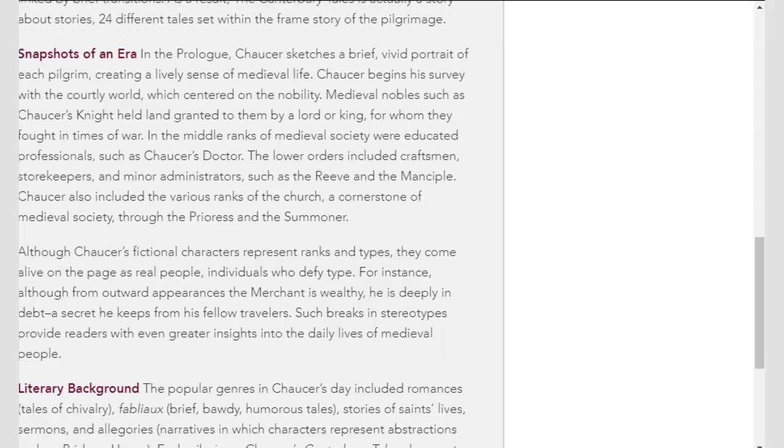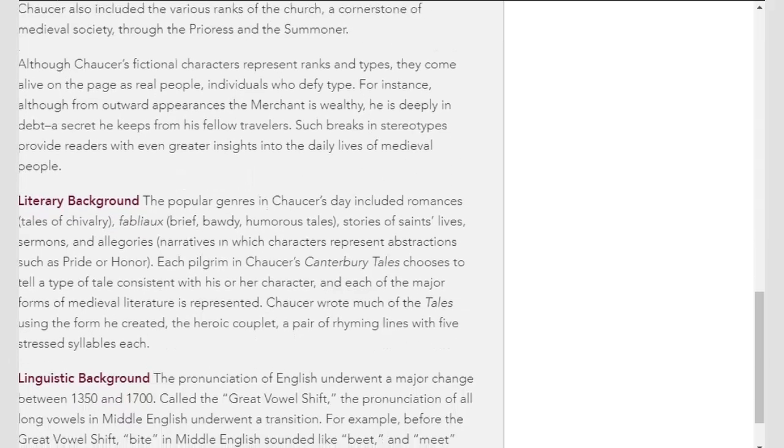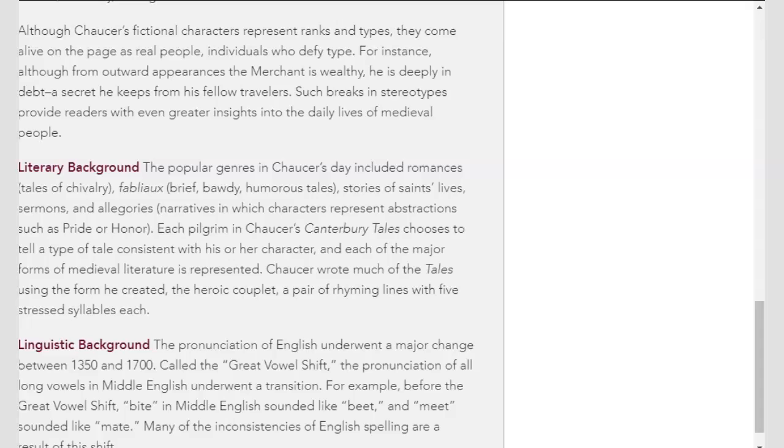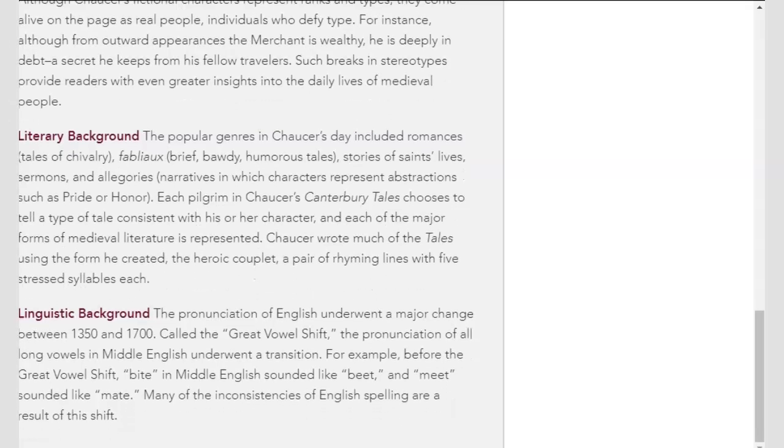Although Chaucer's fictional characters represent ranks and types, they come alive on the page as real people, individuals who defy type. For instance, although from outward appearances the merchant is wealthy, he is deeply in debt, a secret he keeps from his fellow travelers. Such breaks in stereotypes provide readers with even greater insights into the daily lives of medieval people.